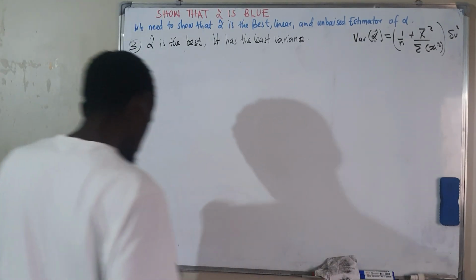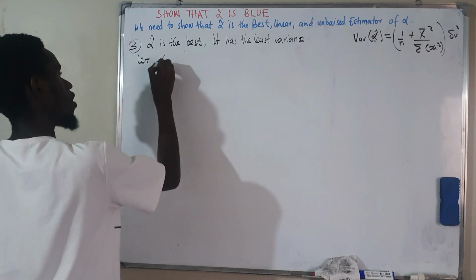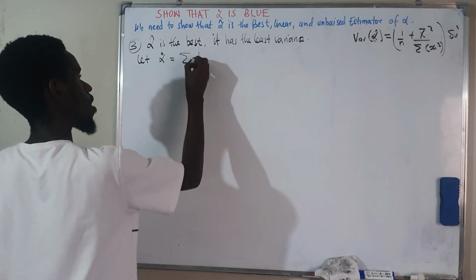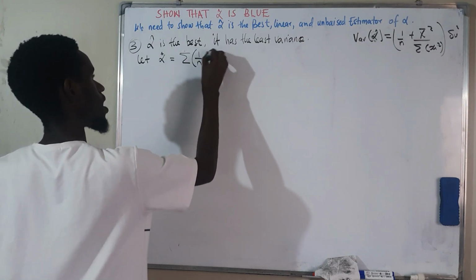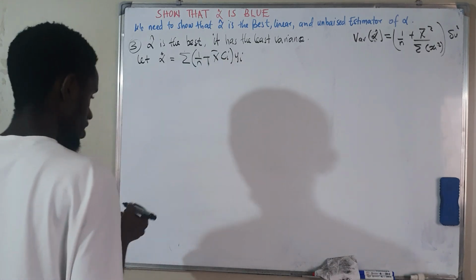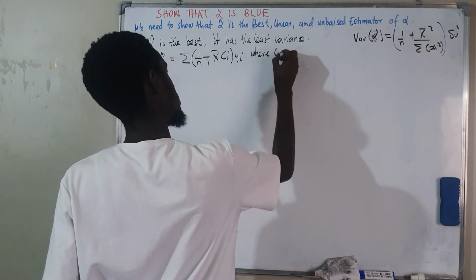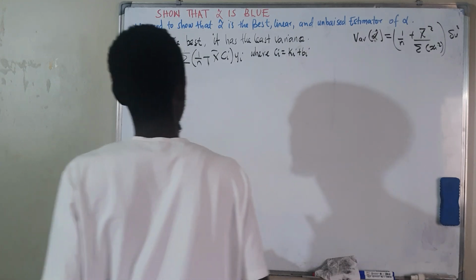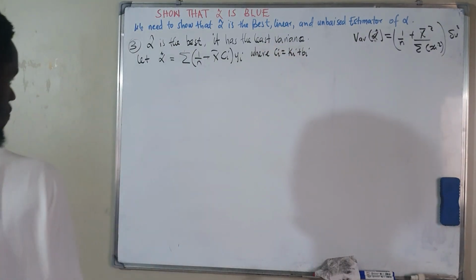Okay, from there, let our alpha star equal the summation of (1 over n minus x bar ki) times yi, and let ci, where ci is the same as having ki plus bi, just like that. Now we shall do all the steps and see whether its variance is the same or less than that variance.